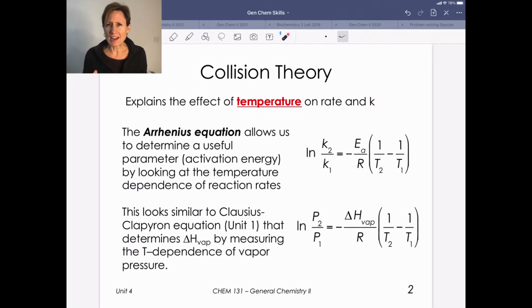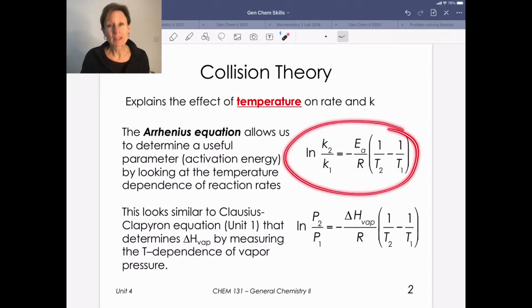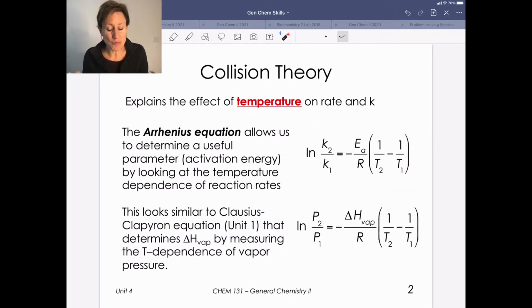If you want to make a reaction go faster, often you heat it, right? That's how we make things cook faster. Or in a refrigerator, we slow down chemical and enzymatic processes by lowering the temperature. So there's definitely an effect of temperature on rate and rate constants. So here's an equation. Again, you just need to know how to use it and when to use it.